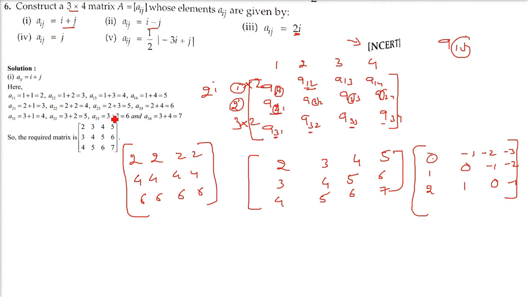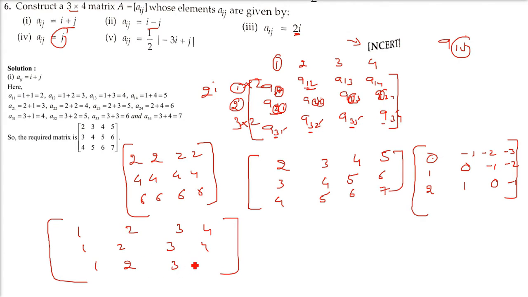Now j. j is the subscript i and j. Only take the second one and just write it in the matrix. I'm writing it here. Take the second one, so just write the column number. Nothing else. So 1, 2, 3, 4. Next also you have 1, 2, 3, 4. Same thing. You just have to write j. So 1, 2, 3, 4. Here also 1, 2, 3, 4.